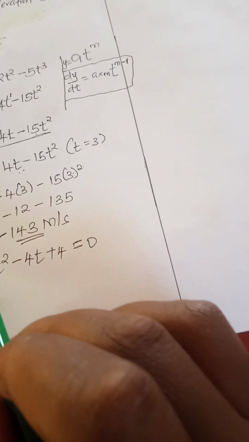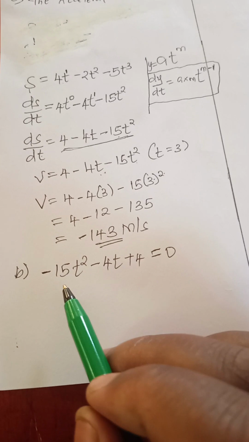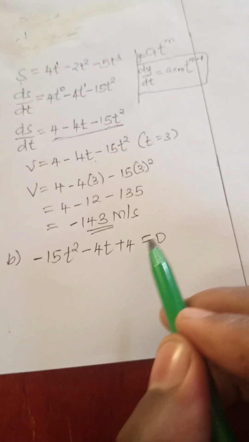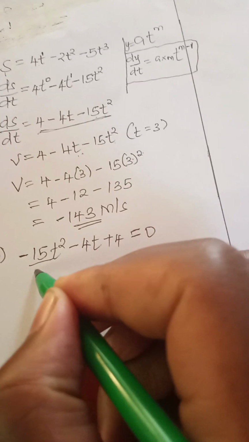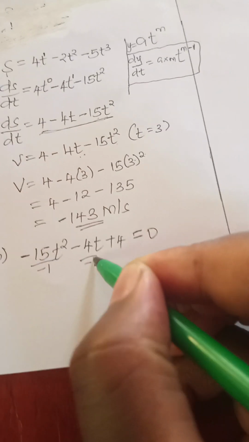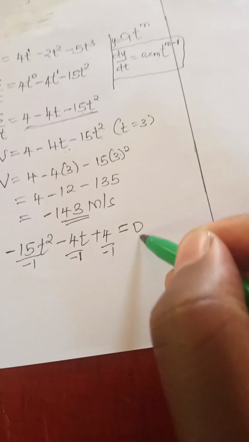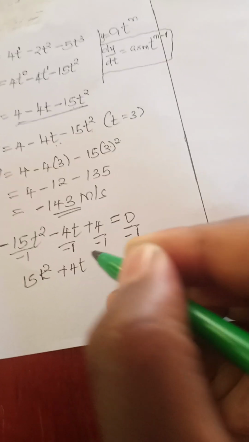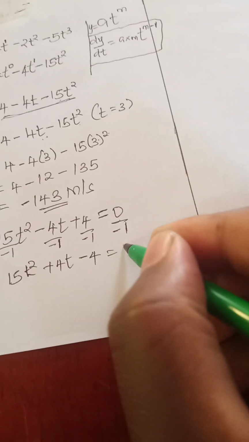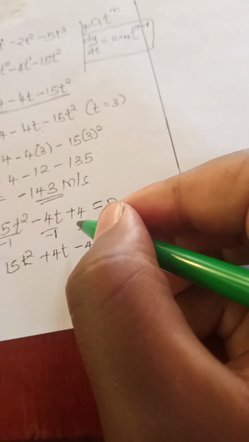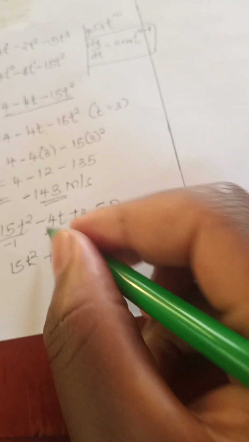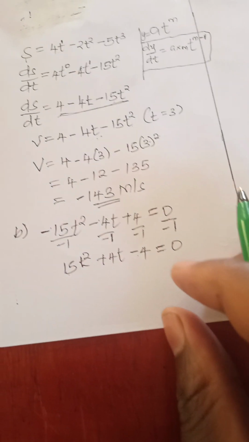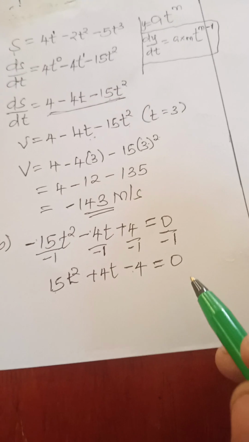So to make it look better, you can decide to divide through by -1. Divide this by -1, this by -1, this by -1, and this one also by -1. So you'll get positive 15t squared plus 4t minus 4 is equal to 0. When you divide a positive by a negative, you get a negative. A negative divided by a negative is a positive. So this is a quadratic equation.